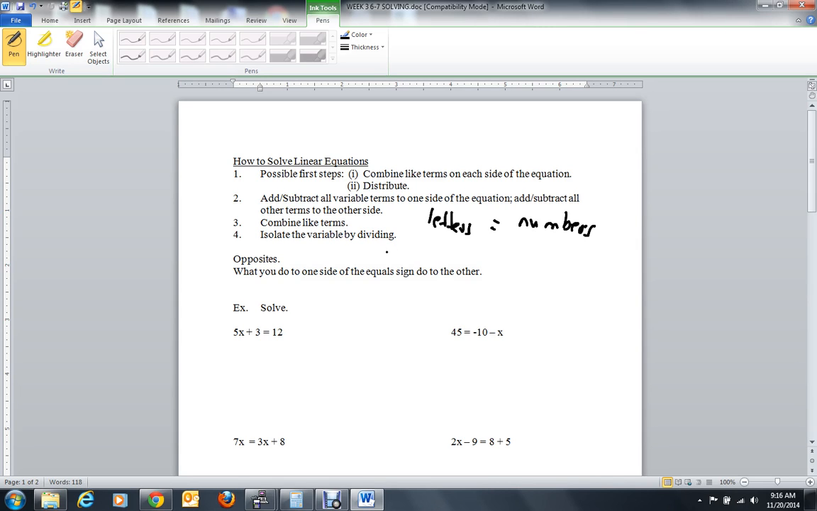And usually the last step is to divide. Not always, but usually. And the way that we're going to do all this, we're just going to think opposites. And then once you do the one side of the equal sign, do the other.